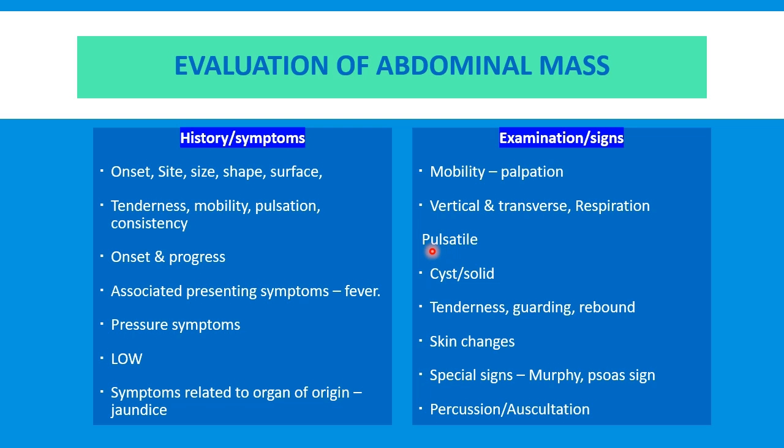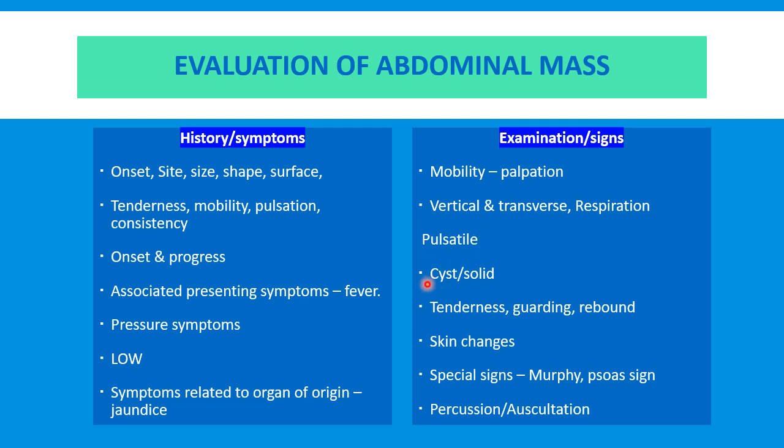Then to determine whether it's pulsatile is very important. As I said, a pulsatile mass suggests vascular origin, and the most common will be your aortic aneurysm or aneurysm of any smaller vessels as well. Together with this pulsatile mass, you also have to look for a bruit. A systolic bruit will suggest it is a vascular lesion.